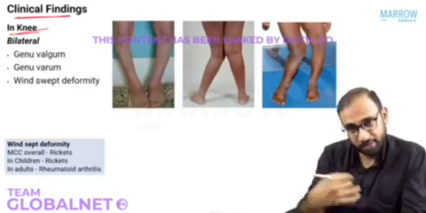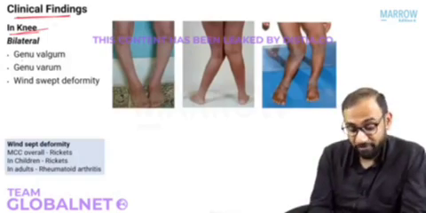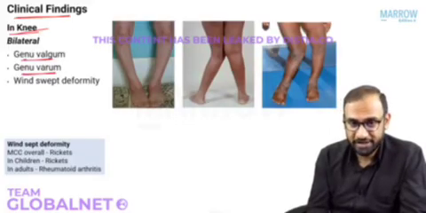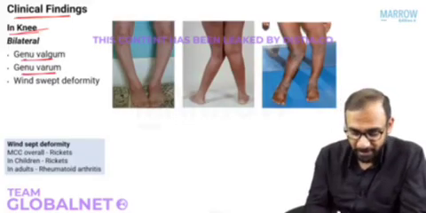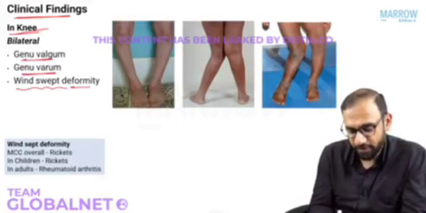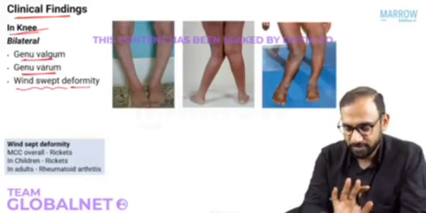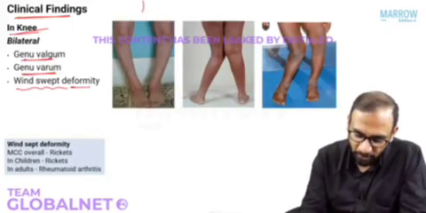So what will be the clinical findings? In knees, you will notice in patients of rickets, you can have bilateral genu valgum, you can have bilateral genu varum. We just discussed this. But also, rarely, you can have wind-swept deformity. Now, what is this wind-swept deformity? Just listen. Can you tell me what is the problem here in this child?